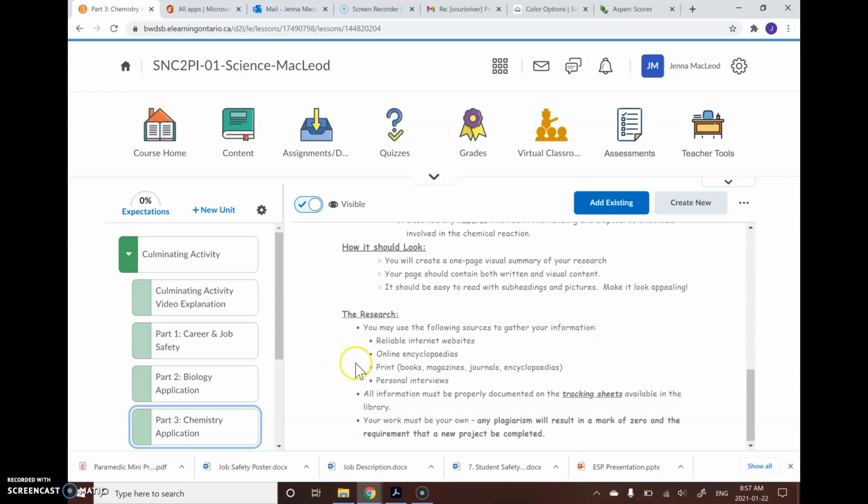You want to use the following sources: internet sources, online encyclopedias, books, magazines, journals, personal interviews, and don't forget you need to document that. Just putting Wikipedia is not a reference. You need to put the web address at the very least, somewhere on your project. Your work must be your own, and any plagiarism will result in a mark of 0.